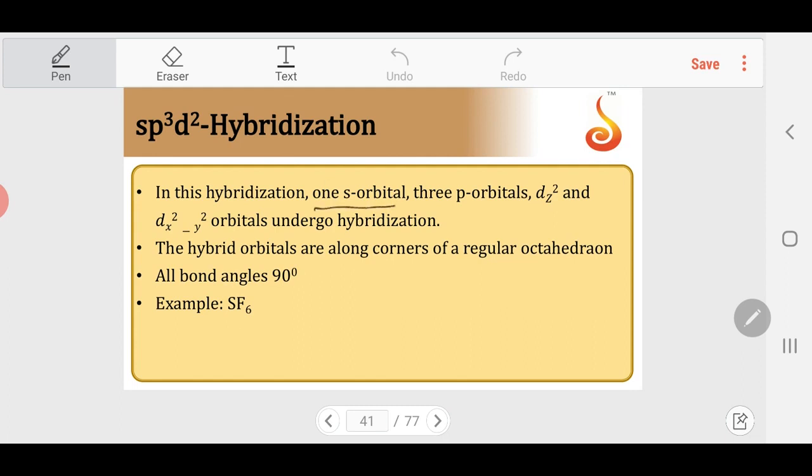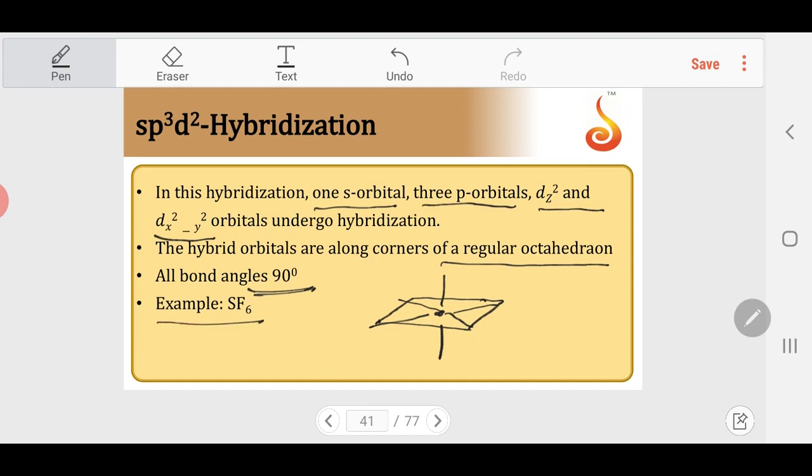sp3d2, in this one s orbital, 3 p orbital and dz square and dx squared minus y square are involved in sp3d2 hybridization. There are 6 hybrid orbital which are directed along corners of regular octahedron. So that means there is a square plane kind of a structure. This is central atom. So 1, 2, 3, 4 and perpendicular to each other. So there are 6 corners of octahedron. All the bond angles are exactly equal to 90. It is one of the perfectly symmetrical orientation. Example is sulfur hexafluoride.